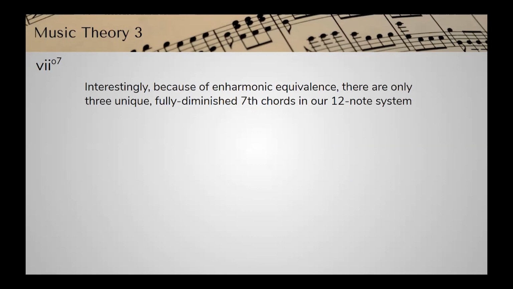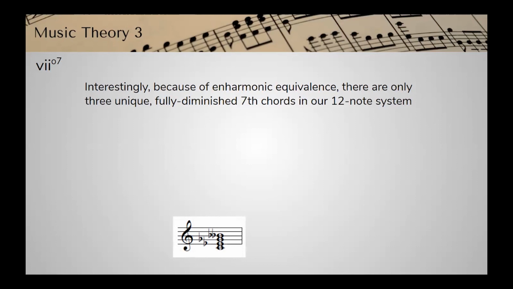And then one last thing about the 7 fully diminished is because of enharmonic equivalence, there are only 3 unique fully diminished 7th chords in our system of 12 notes. And so I can kind of prove this. So here's a fully diminished 7th chord built on a C, which consists of the notes C, E flat, G flat, and B double flat.